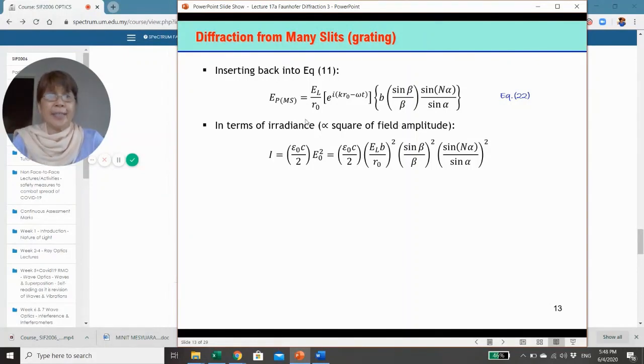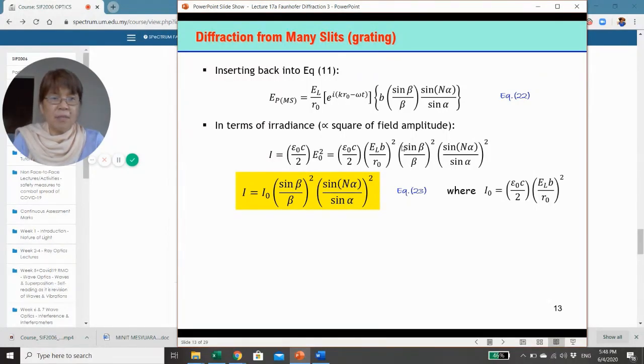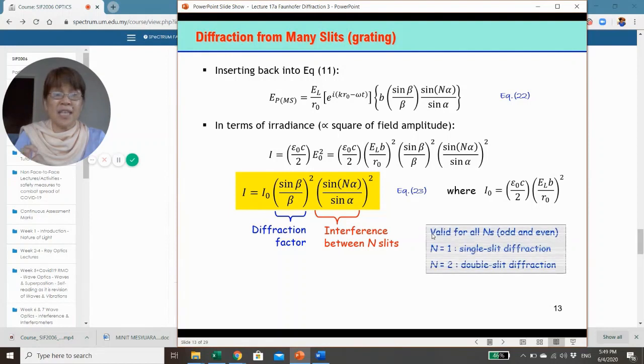In terms of irradiance, we look at only the amplitude. So squaring this and multiplying by half epsilon 0 c, because the light is traveling in air, so we're using epsilon 0 here, that gives us the squaring of this term. We have a b here, so E_L b R0 squared, and this sinc function squared, and the sine n alpha over sine alpha term is also squared. We can then sum up this term and represent it instead by I0. So then it will look like this, whereby this represents the diffraction term from a single slit, and this would be the interference term for n number of slits. This expression is valid for all n's, whether odd or even. For single slit diffraction, you just put n equals 1. For double slit diffraction, of course, n equals 2.